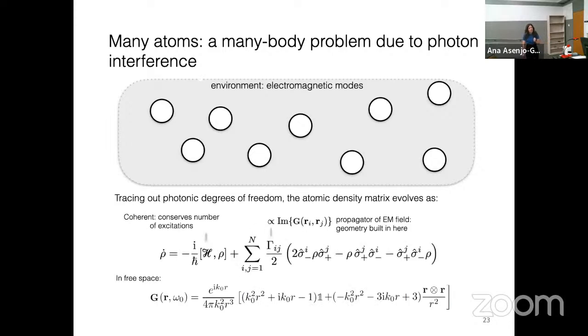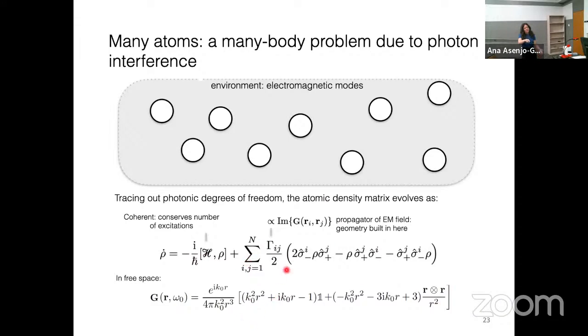So when I integrate out these degrees of freedom, I end up with an atomic density matrix that evolves following this equation. And this has 2 parts. One is the coherent evolution. This conserves the number of excitations and is driven by the Hamiltonian. And I have another part that is the Lindblad, which is the part that accounts for dissipation. And that rate, gamma_ij, tells me about how atom i and atom j exchange photons. The rate is determined by the imaginary part of the propagator of the electromagnetic field in free space. I'm going to be talking about free space. And so in free space, that propagator is that.